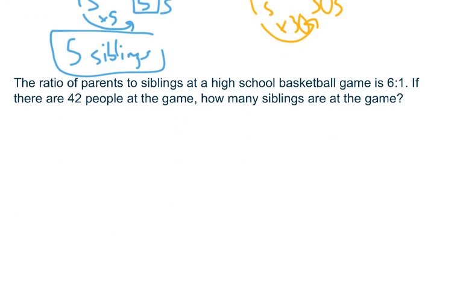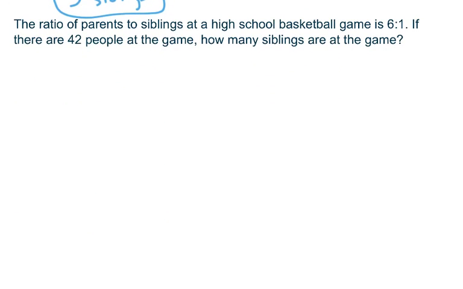Alright, now let's take a look at this one. The ratio of parents to siblings at a high school basketball game is still 6-1. If there are 42 people at the game, how many siblings are at the game? Now this is a key piece of information. That's a total value. That's how many people there are in the gym. So this means that I'm dealing with part to whole.